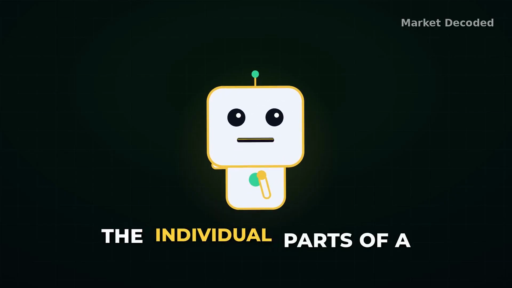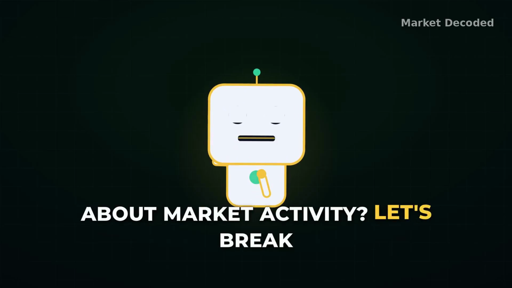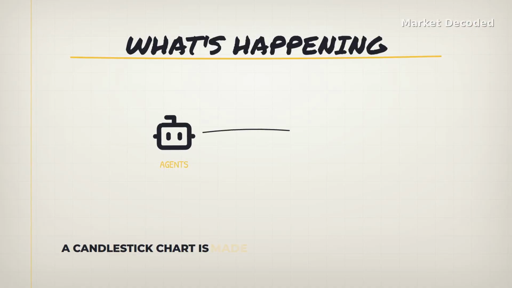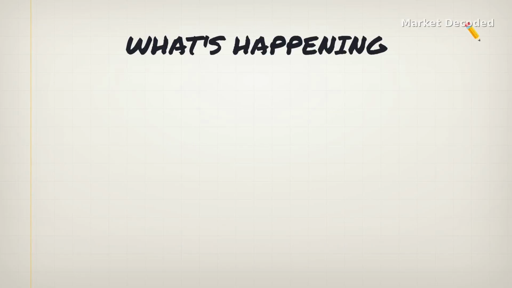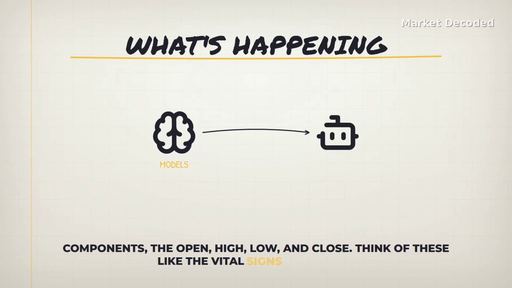What do the individual parts of a candlestick chart actually tell us about market activity? Let's break it down. A candlestick chart is made up of individual candles, each representing a specific time period, like a day or an hour. Each candle has four main components: the open, high, low, and close. Think of these like the vital signs of market activity. They give us a snapshot of what happened during that time period.